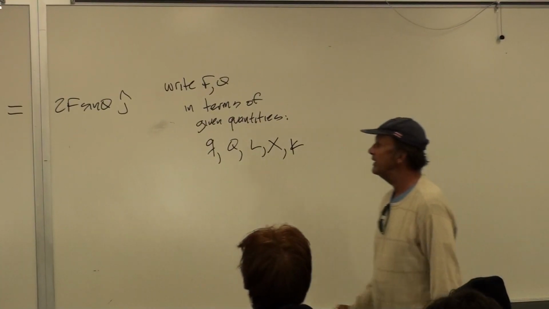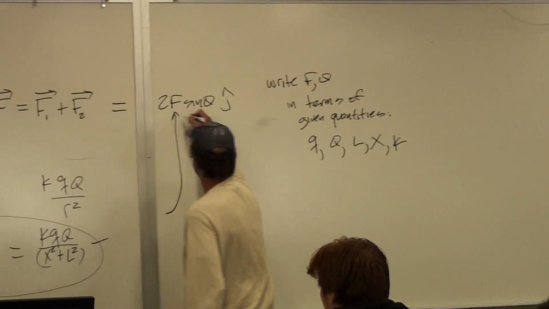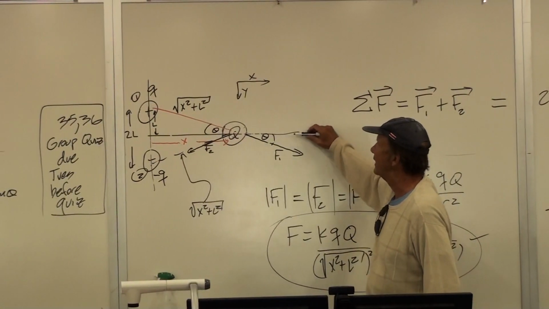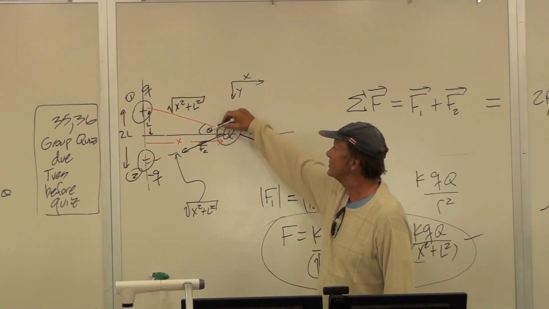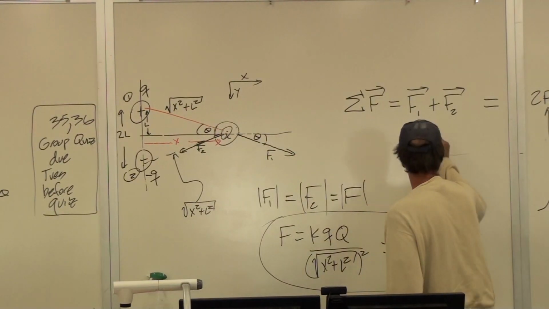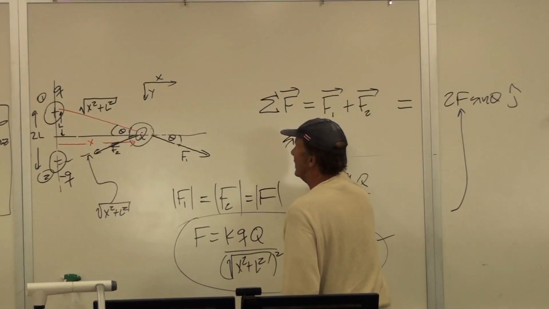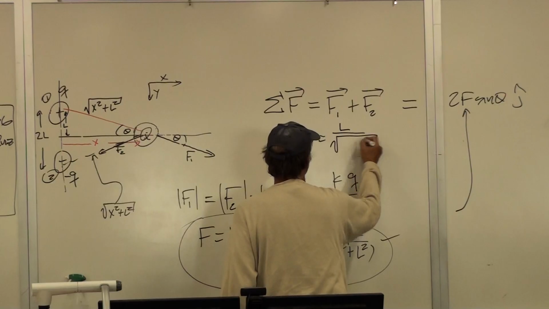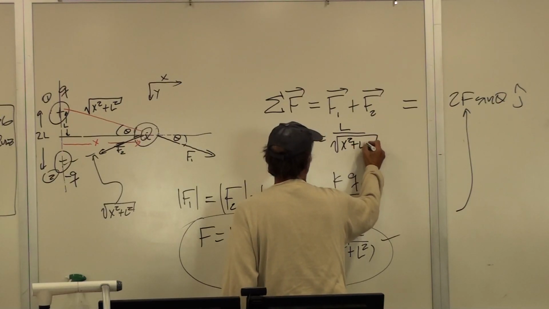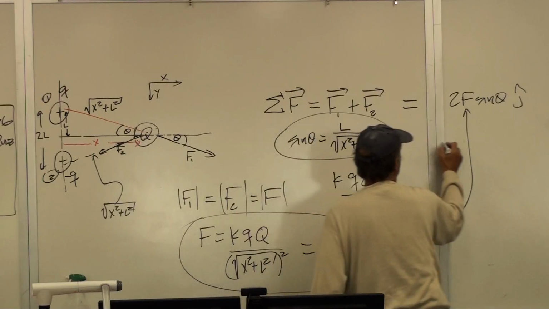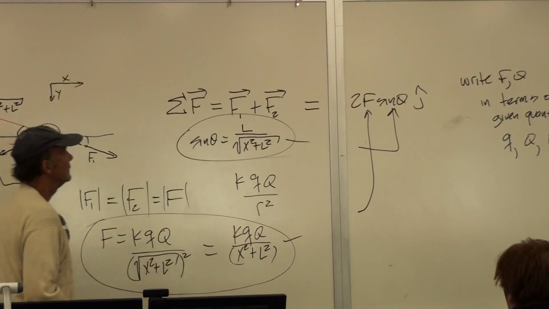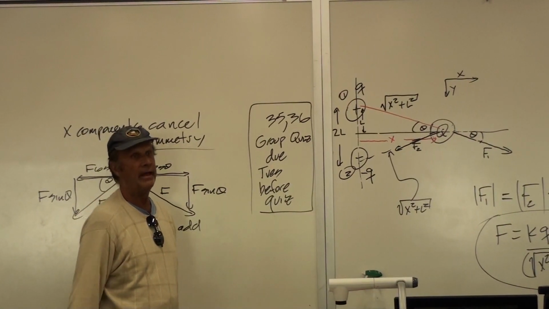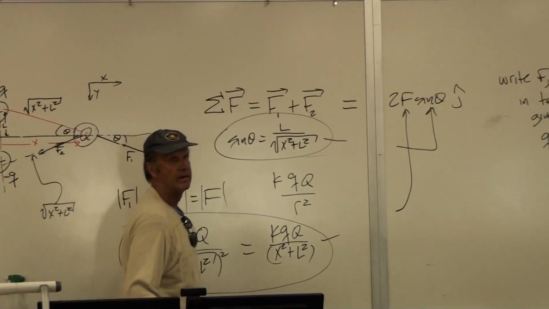Okay, so we've got this expression then for F. That goes into there. What about sine theta? No clue from this triangle what the sine of theta is. Well, we can go to this similar triangle here, and we can say that the sine of theta is equal to the opposite, L, divided by the hypotenuse, which is the square root of x squared plus L squared. So that sine theta goes in here. And then once we've done all of that, then we can just simplify, and we're done. Any questions so far?